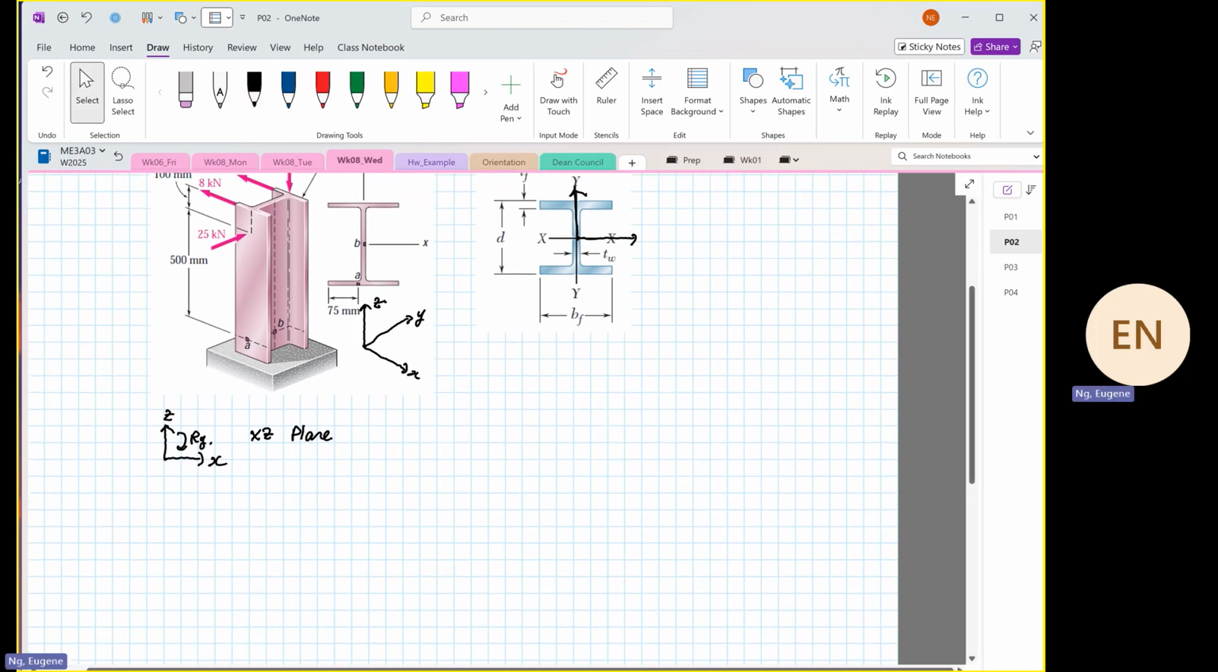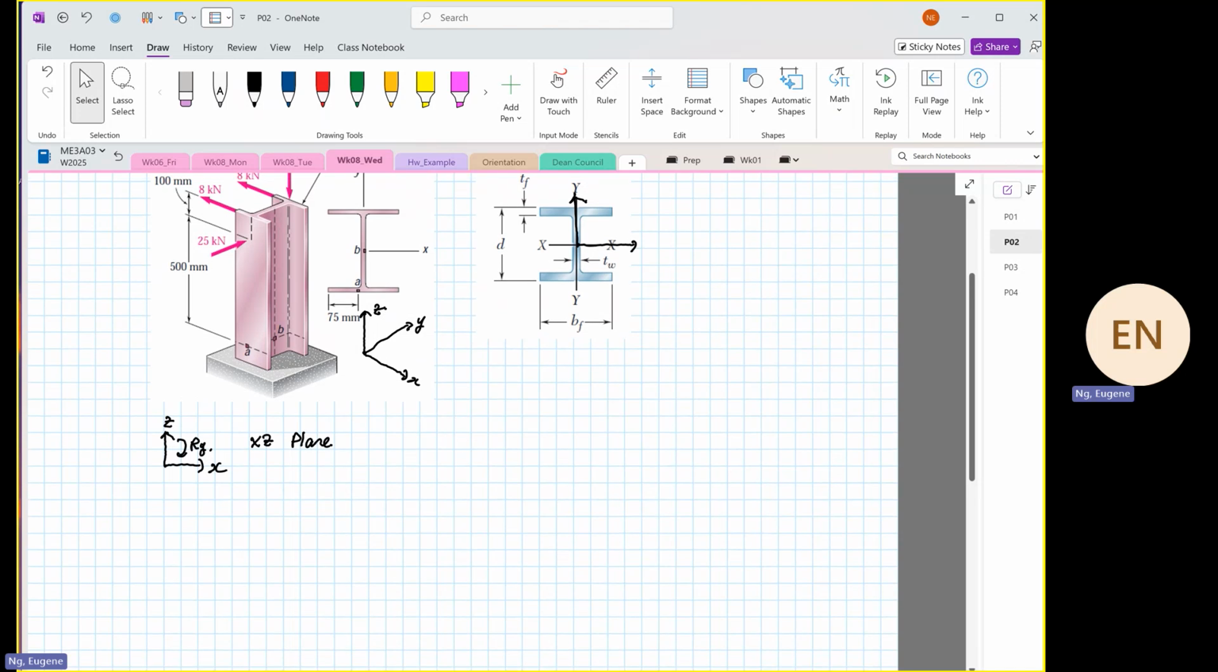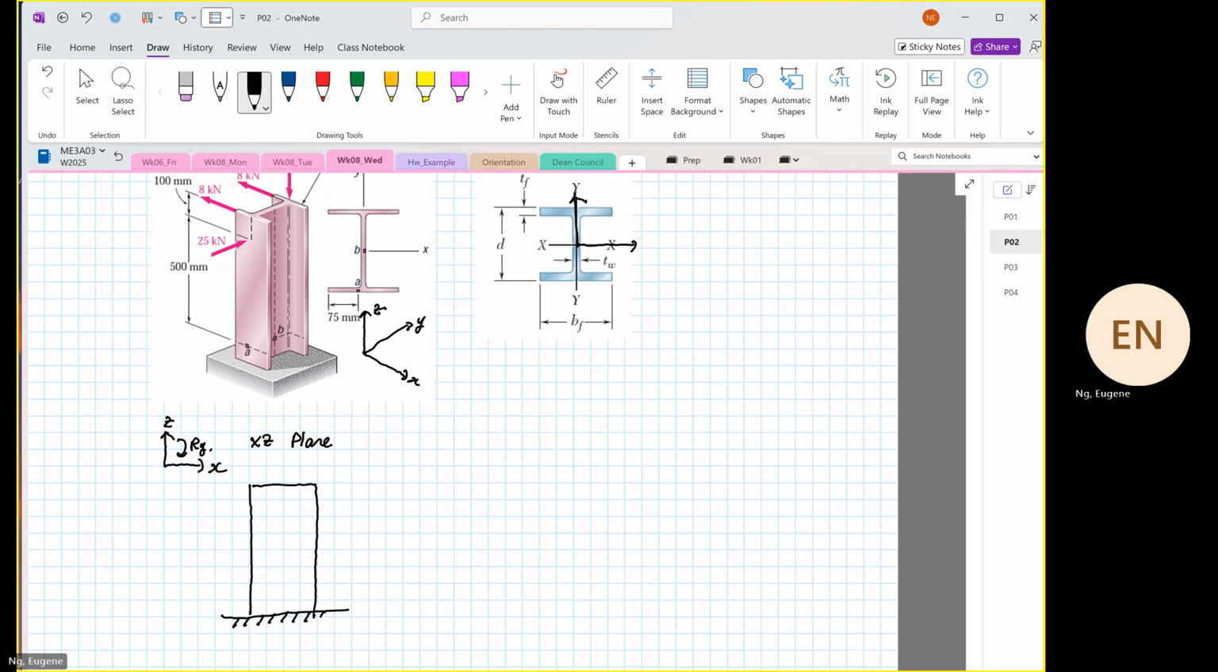So when we look at the XZ plane, right, what we see is this. We see the structure looking like this. And then we have some hidden details, which is the web. Then from here, you can draw the forces. Okay, so you have a force down here going in at 25.